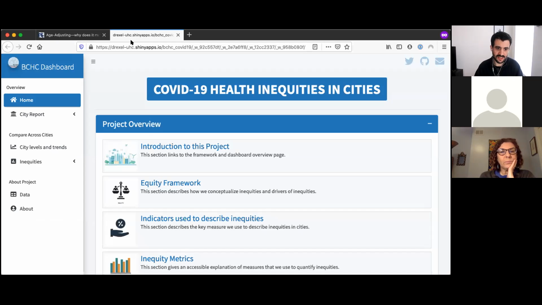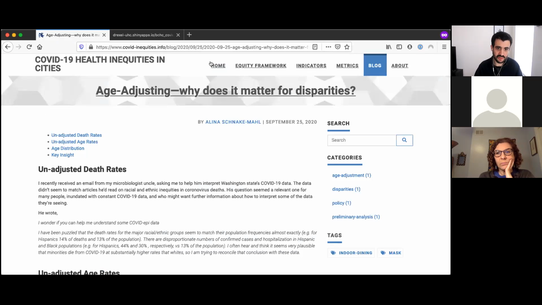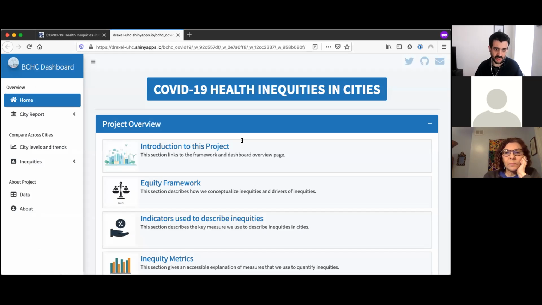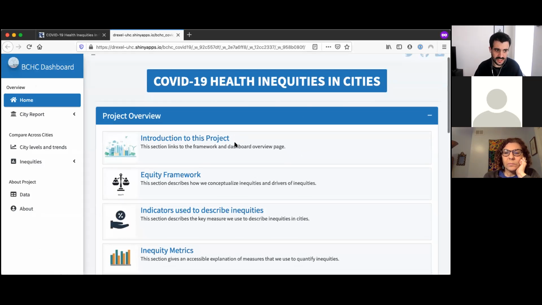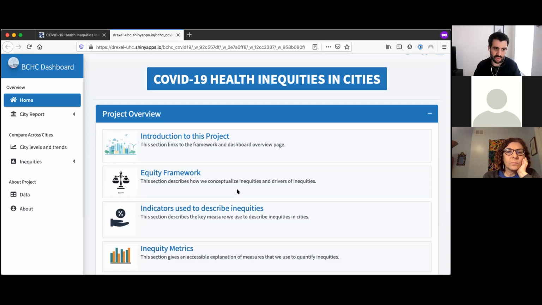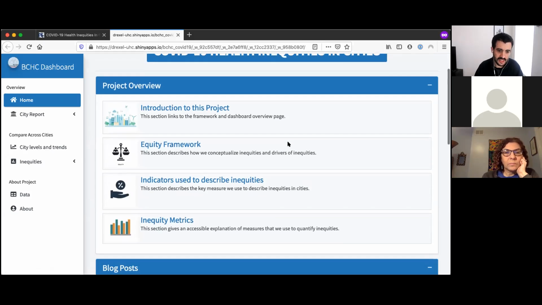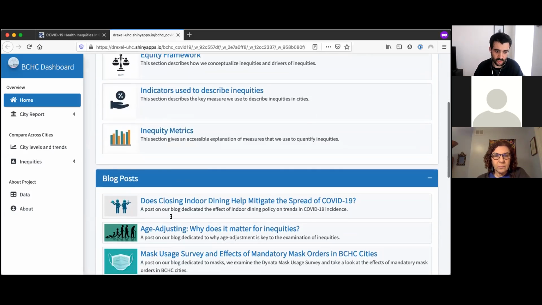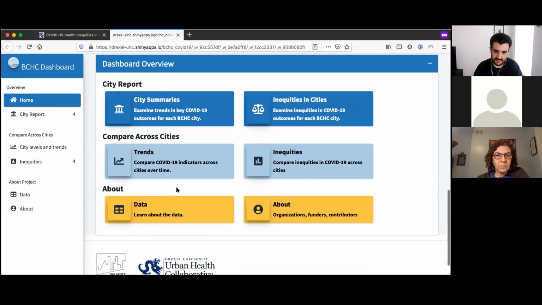So the dashboard itself, which, as I said before, you can find if you go to COVID-inequities.info and click on Visit Our Dashboard, brings you directly to the homepage of the dashboard, in which you find this structure throughout the entire dashboard with a sidebar and a central area where most of the indicators will be shown. These links here just link to the website we just visited, and can be used in case you have questions about why we are doing things in a certain way, what indicators we are using, and what inequity metrics we are using, along with a list of blog posts and an overview of the sections of the dashboard.